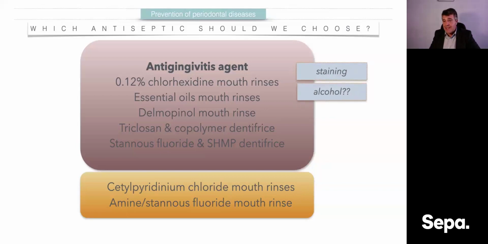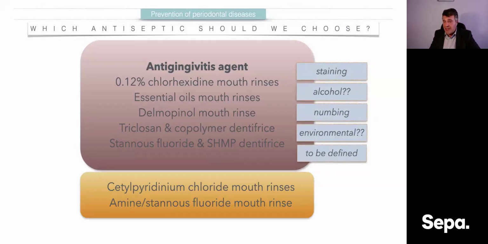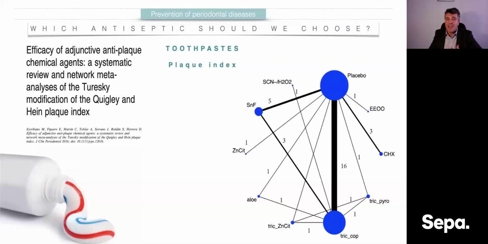So this is the reason why some years ago in our research group led by Dr. Elena Figuero, we decided to do an analysis which is called network meta-analysis. And what we do is a mathematical process in which we can compare 2 products by means of a common placebo. So if you have a study which has compared the efficacy of stannous fluoride versus placebo, and you have another study which has compared the efficacy of triclosan copolymer versus placebo, if a number of prerequisites are fulfilled, you can think that you can compare triclosan copolymer and stannous fluoride.